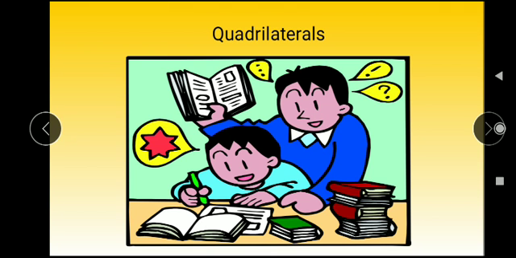So, what do you basically mean by quadrilaterals? Quad stands for four, and laterals means sides. So, any four-sided shape is known as a quadrilateral. Today we'll learn how many types of quadrilaterals there are and what their properties are.